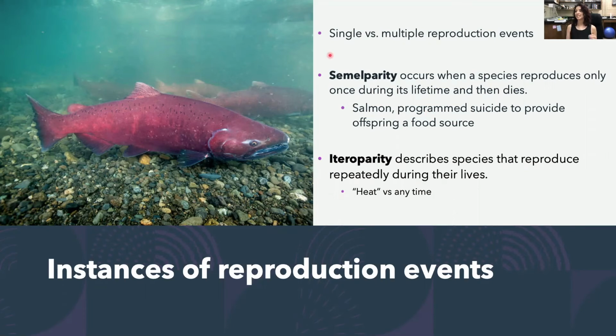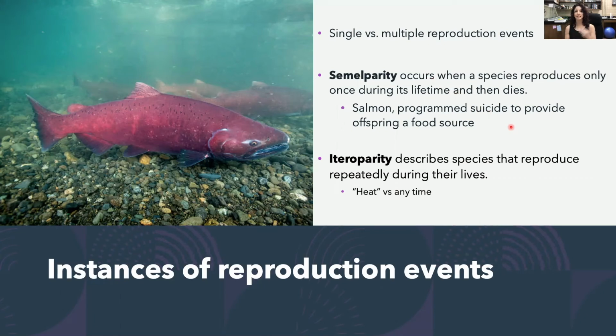Semelparity occurs when a species reproduces only once during its lifetime, and then it dies. An example of semelparity that you probably have heard about is the salmon. Salmon use most of their energy reserves to migrate from the ocean to their freshwater nesting area where they reproduce and then they die. And this is a programmed suicide, it's thought, to provide offspring food as they need nourishment for growth and development.